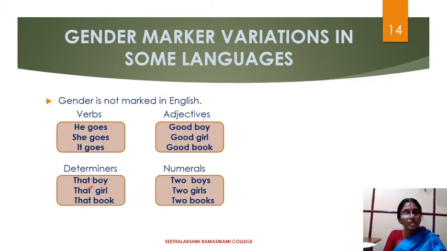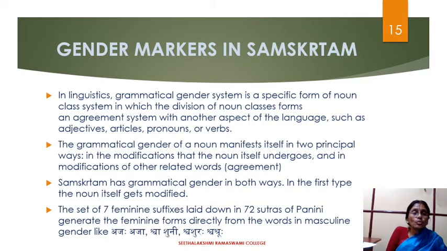There is no change reflected in the determiners for masculine, feminine or neuter. And similarly for numerals also, two boys, two girls, two books. No change in the numerals also. So as far as English is concerned, there is no gender marker at all. If at all we can talk of it, we can say he, she, it. So in the pronouns, it is there. That's all. So truly, there is no grammatical gender as far as modern English is concerned. Now, we have to take up gender markers in Samskritam.